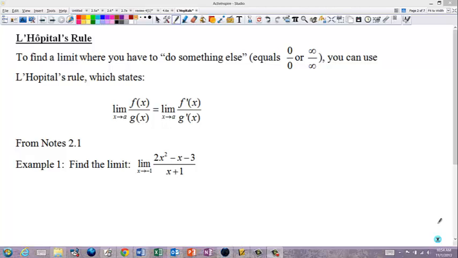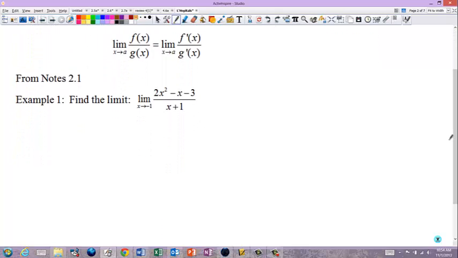This is L'Hopital's Rule, and L'Hopital's Rule is actually a BC topic that makes AB topics easier. You use L'Hopital's Rule when you're finding a limit where you get either 0 over 0 or infinity over infinity, which means you can use L'Hopital's Rule, which says if you take the derivative of the top and the derivative of the bottom, you can then take the limit. And if you still get 0 over 0, you do it again.